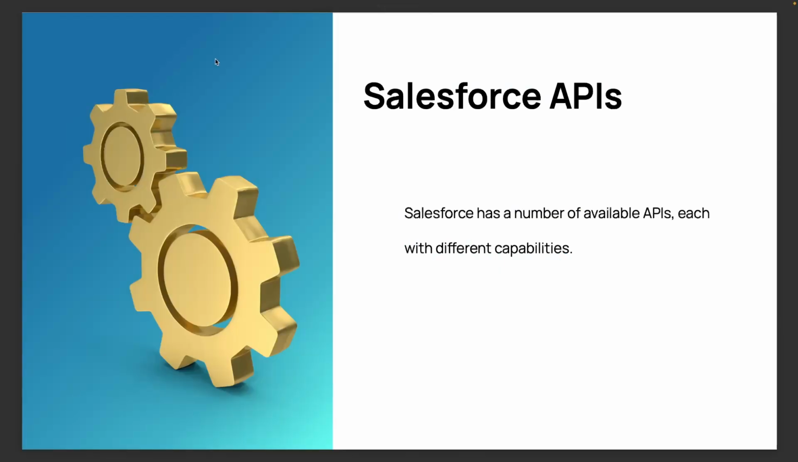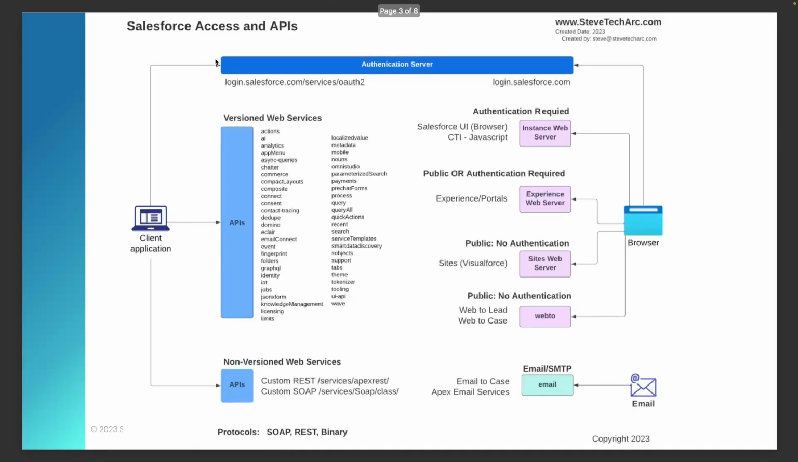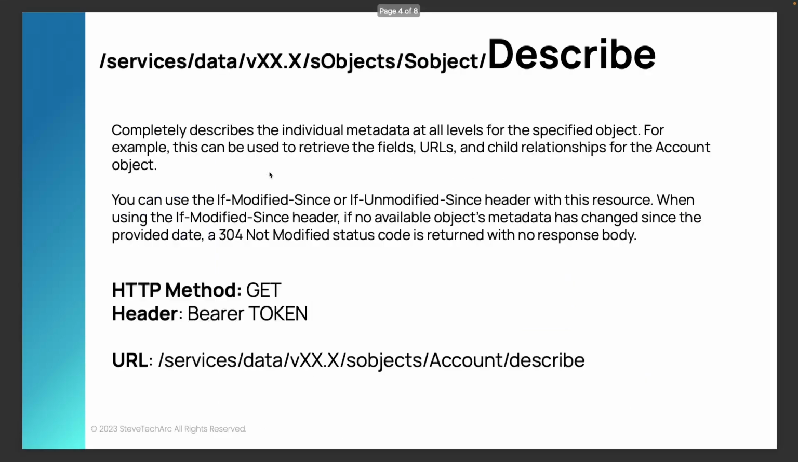Salesforce has a number of APIs, each have their different capabilities. This is a diagram I've shown in other talks. We're focusing on, there's the browser on the right side and all the ways in, but on the left, the client application can hit the versioned web services, and we're focusing in on the describe. So what we're looking at is the SObject. We're going to go to services data, the version SObject, and we can then put in a specific SObject and ask for its description. Let's take a look at that.